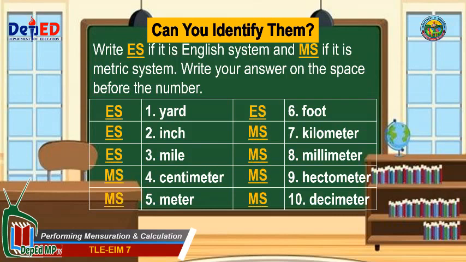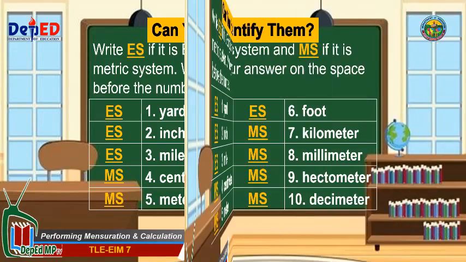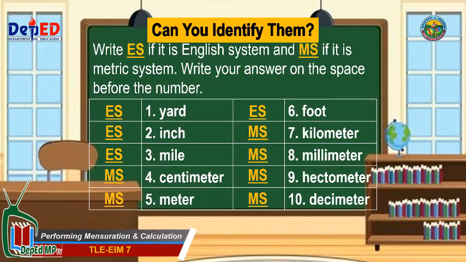Yard, inch, mile, and foot, which are 1, 2, 3, and 6, belong to the English system of measurement. The rest belong to the metric system of measurement. And if you notice, 4, 5, and 7 through 10 have meter as the base unit. Alright. If you did not get 5 and above, that's alright, for as long as you now can determine the difference of the English from the metric system of measurement.